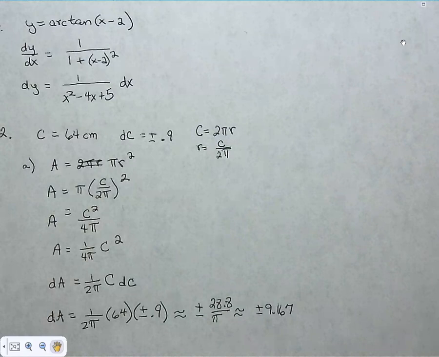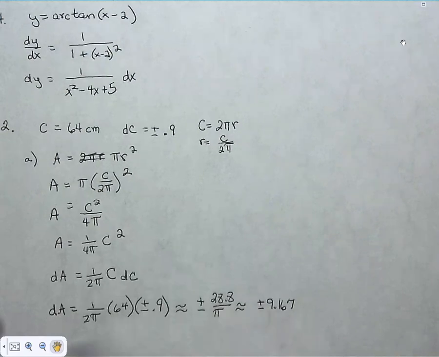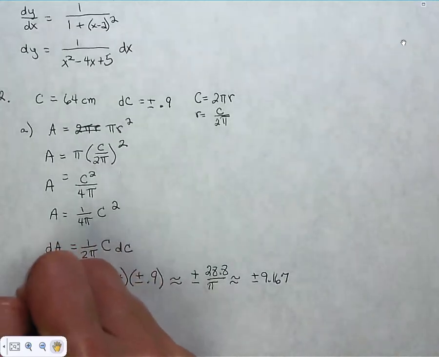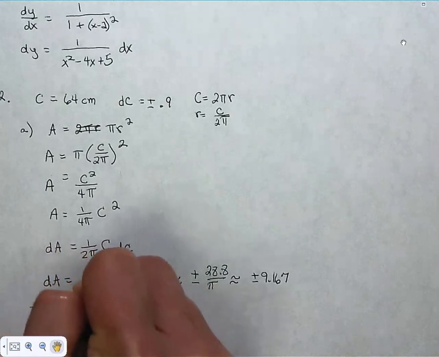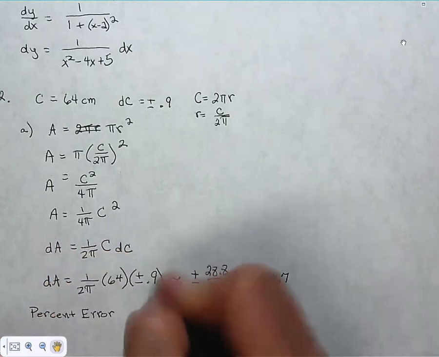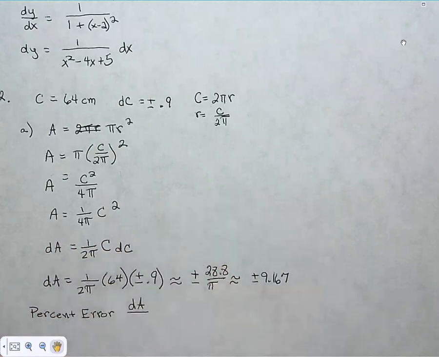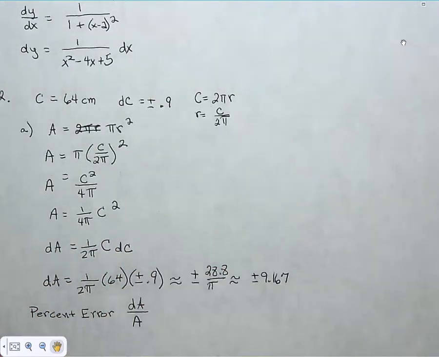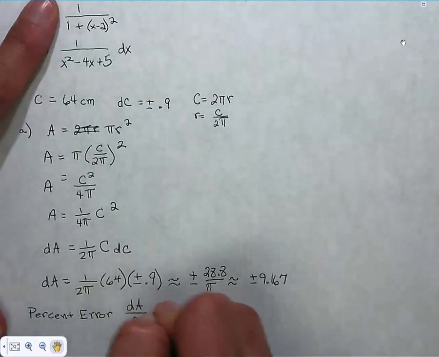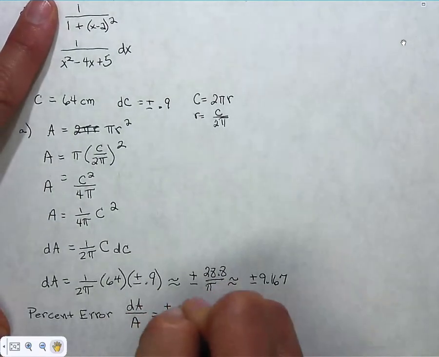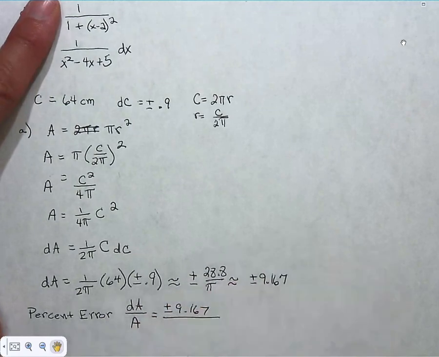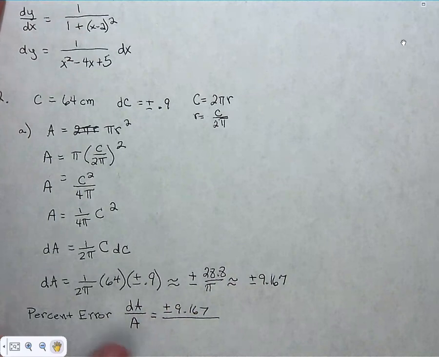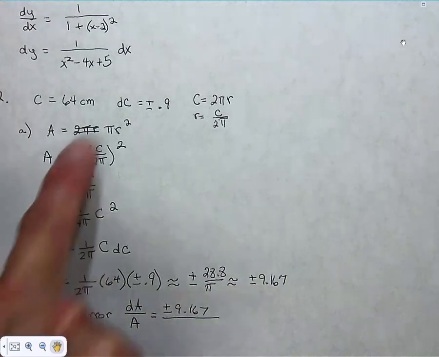So the B part of number 32 says, no, actually, the A part says find the percent error. So we have found the differential, and the percent error would be the ratio of that amount of change to what the actual area would be if the circumference of the circle was 64 centimeters. That amount of error is plus or minus 9.167. How do I find what the actual area of the circle would be if the circumference was 64?